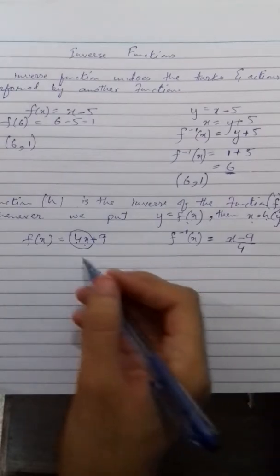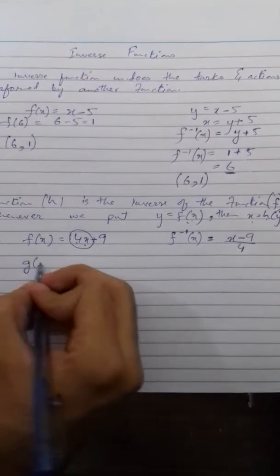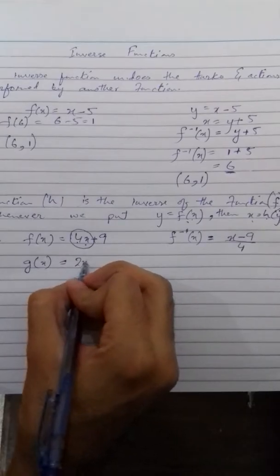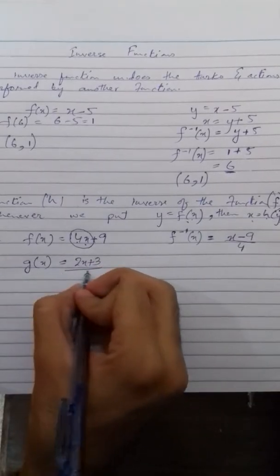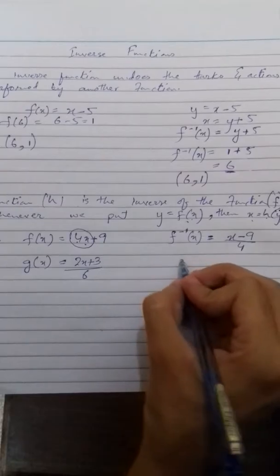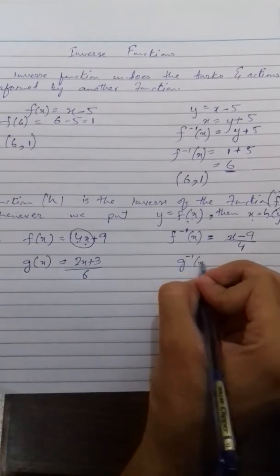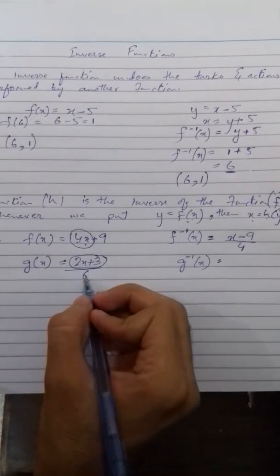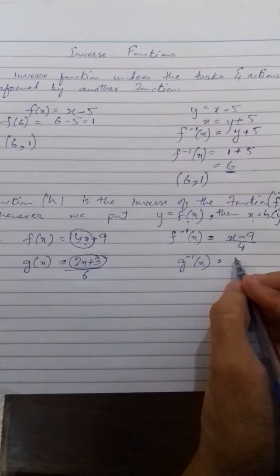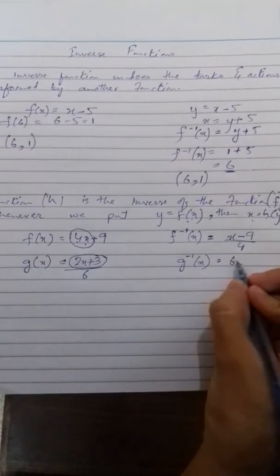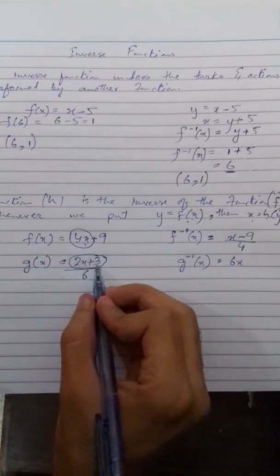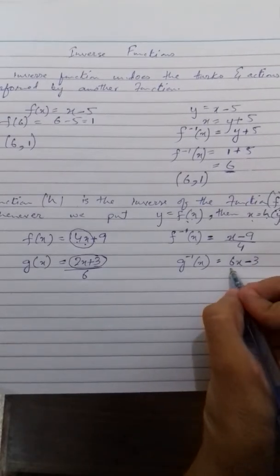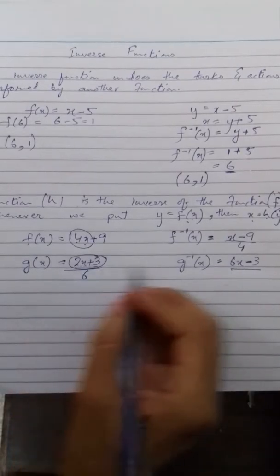Okay class, we'll take another example. Let's denote this one by g. g(x) = (2x + 3)/6. For taking the inverse of g(x), first of all we see that the whole thing is being divided by 6. What's the opposite of divide? It's multiplication. So we multiply by 6. Then we see that it's being added by 3, so we subtract 3 because subtraction is the opposite of addition. Then we see that it's being multiplied by 2, so we divide it by 2.